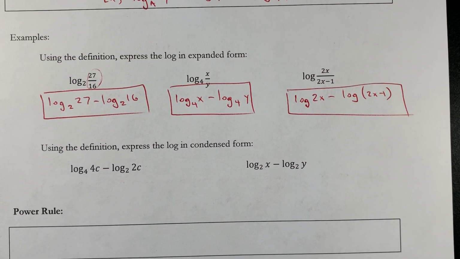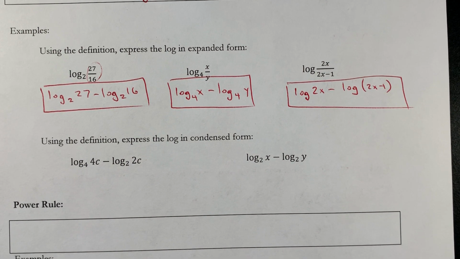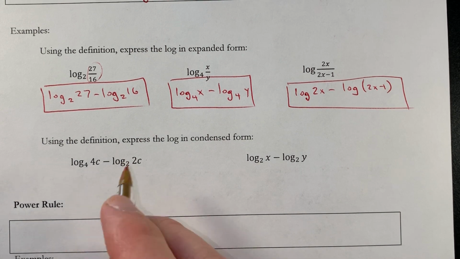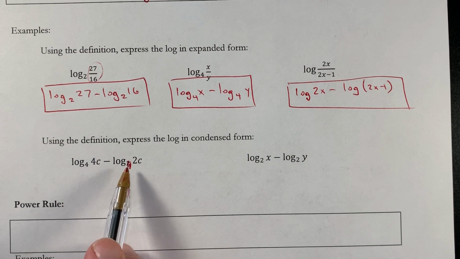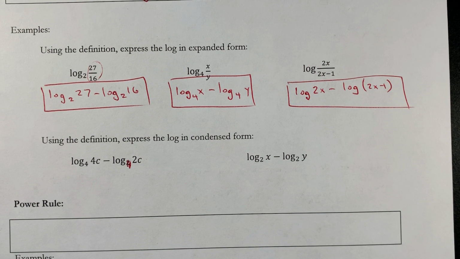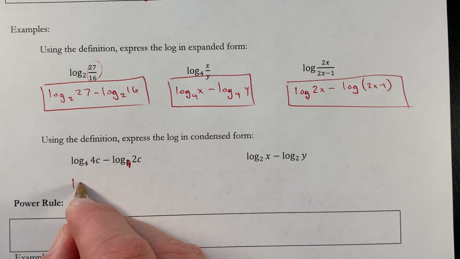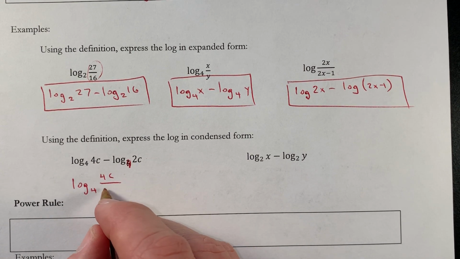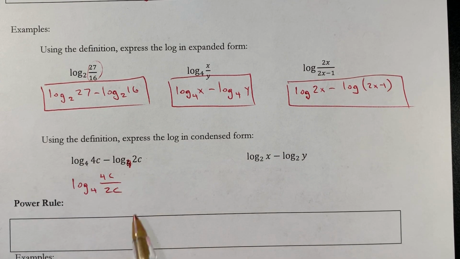Okay, now we're going to take these expanded forms and put them into a condensed form. Okay, so that means we're going to write them in a single logarithm. Now this right here is meant to be a 4, so we're going to change that to a 4. So they have the same base. If they don't have the same base, we can't condense. Okay, so we've got log base 4 of 4c over 2c. And again, this doesn't work if we don't change that base. They were meant to be the same.